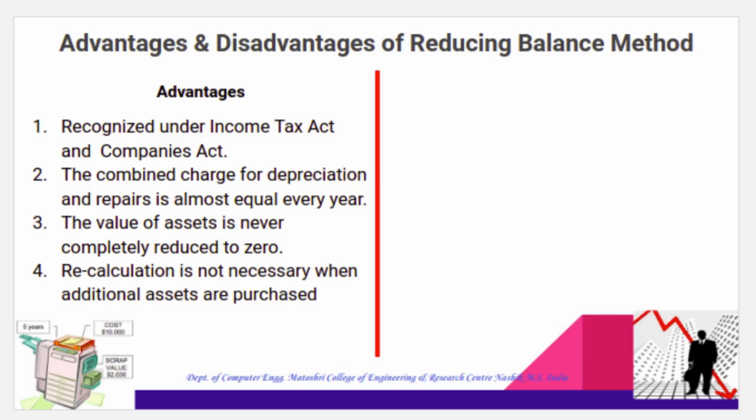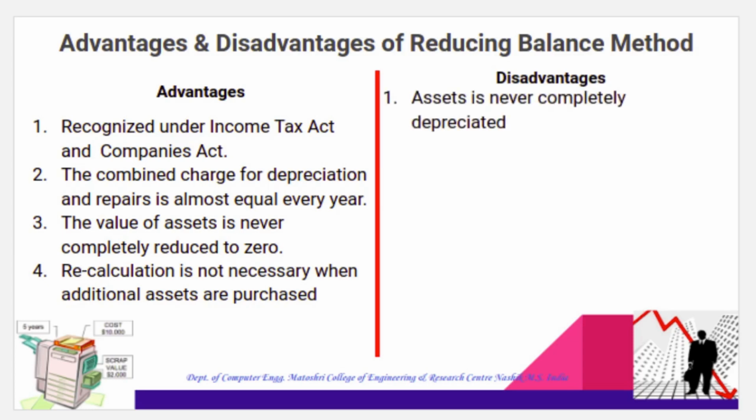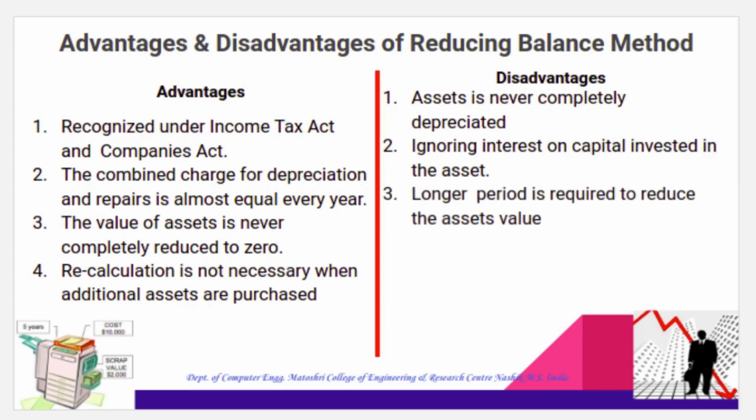Now we will discuss certain disadvantages of this method. The disadvantages are: under this method, the asset is never completely depreciated. Second, the method does not take into account interest on capital invested in the asset. Then, under this method, a longer period is required to reduce the asset's value to a negligible amount. The calculation of depreciation under this method is more difficult than the fixed installment method.